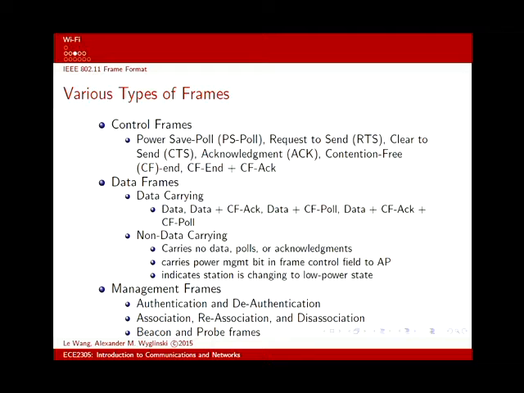Request to send: hey, I want to transmit to you. There's also clear to send: yes, I am available, ready to receive your signal. Then you send your data and ask, do you acknowledge? There's also contention-free, which means there's a contention-free period in your transmission, so you're not in competition with anyone else during that time. At the end you say, this is the end of the contention-free period. And there's also contention-free acknowledgement.